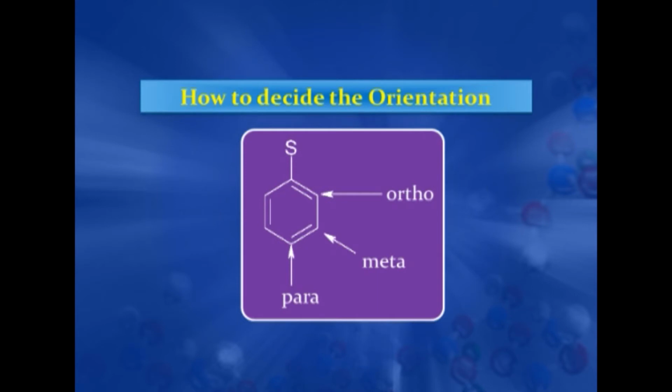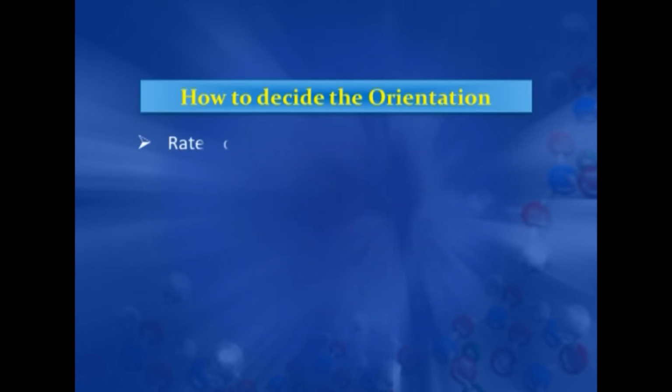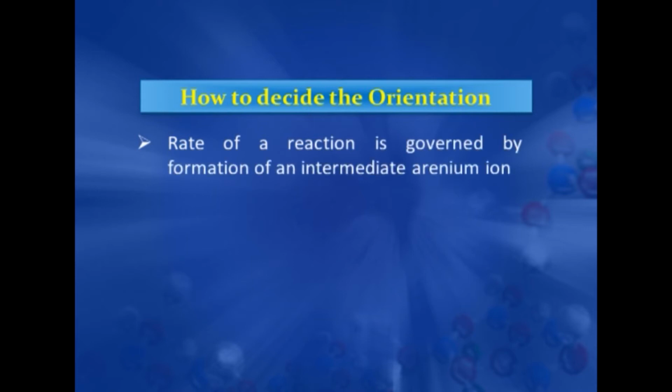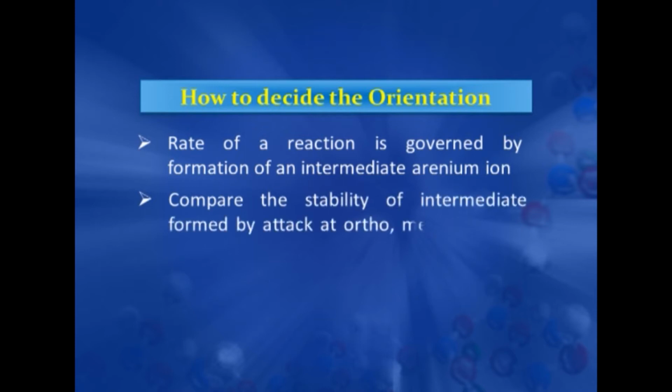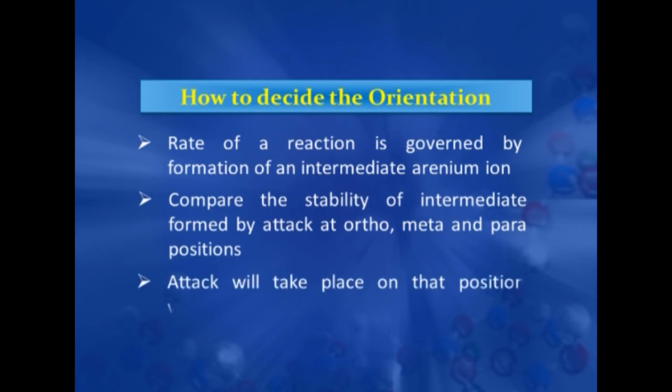How do we decide? All of us know that the rate of a reaction is governed by the formation of an intermediate, the arenium ion. So, for deciding at which position the attack will take place, we compare the stability of the intermediate formed by attack at ortho, meta and para positions. So, finally, the attack will take place at that position which will give the more stable intermediate, that is arenium ion or sigma complex. Now, we discuss the cases.